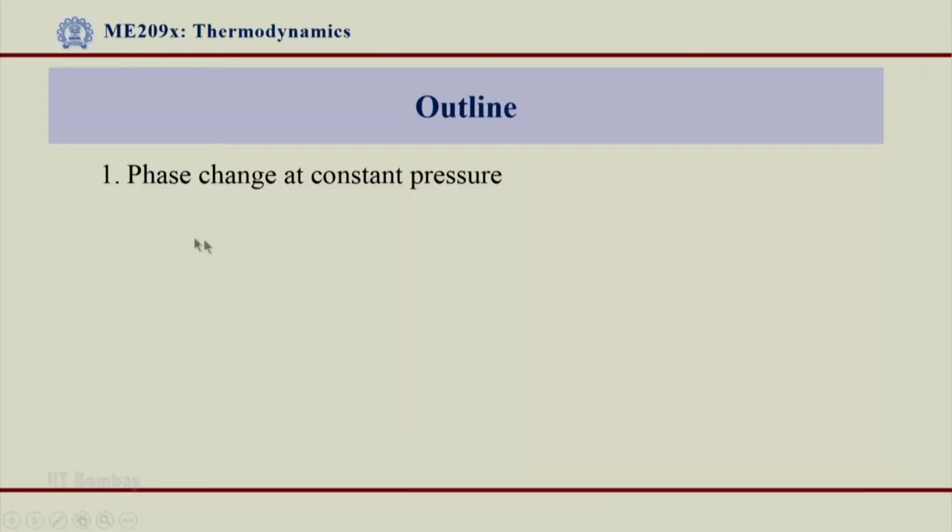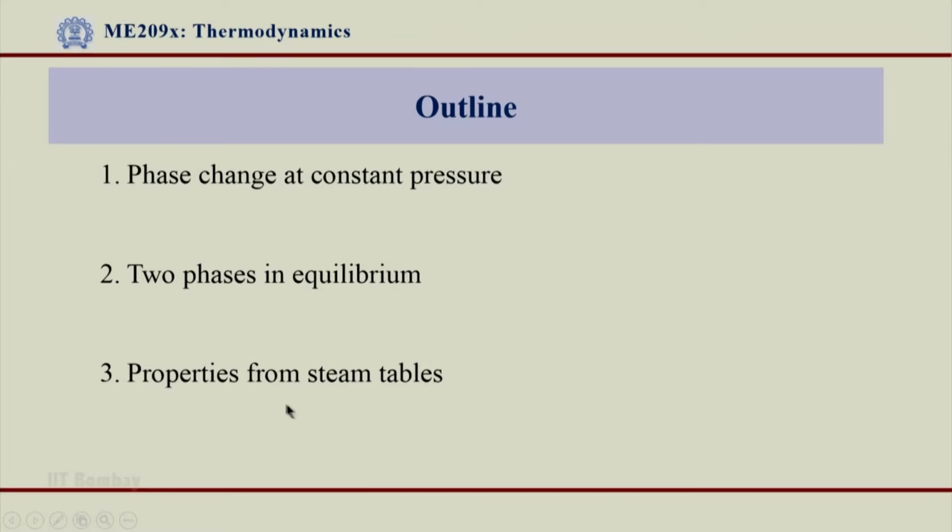So, welcome back. Having seen both these tables, table 1 and table 2, and also understanding the basic references of pressure and temperature with respect to table 1 and table 2, let us now go ahead and see a phase change process at constant pressure. With this we will be able to see two phases in equilibrium, liquid and vapor. Also at the same time we will see how to read properties from the steam tables.